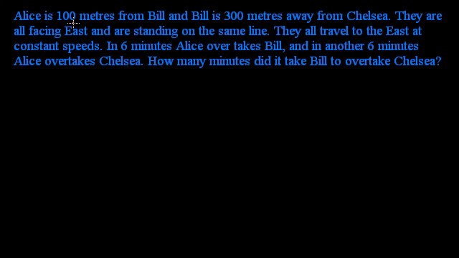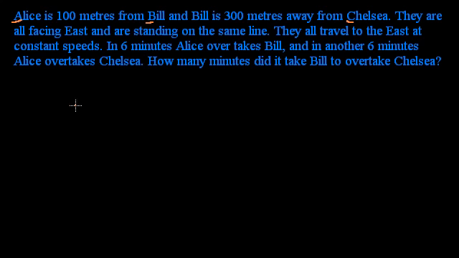It says Alice is 100 meters from Bill, and Bill is 300 meters away from Chelsea. Maybe this is a bit of a Clintonian reference, but who knows? Or maybe they just wanted people with starting names A, B, and C. So let's draw that out. So Alice is 100 meters from Bill.